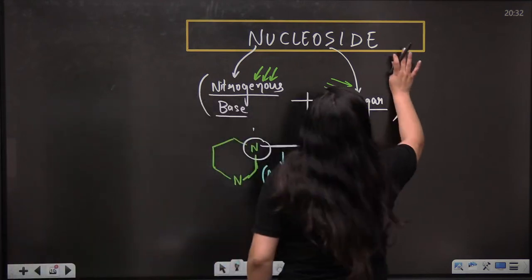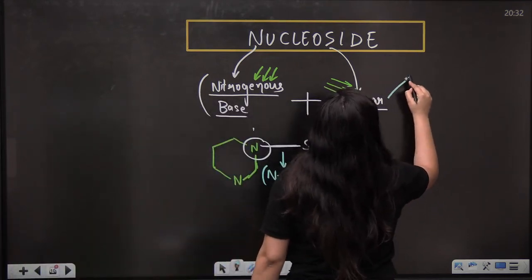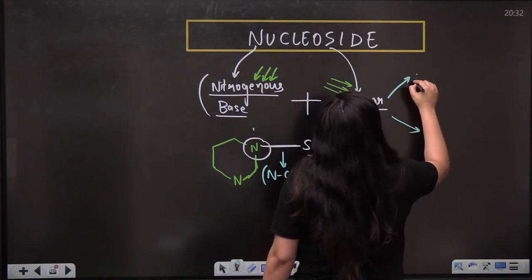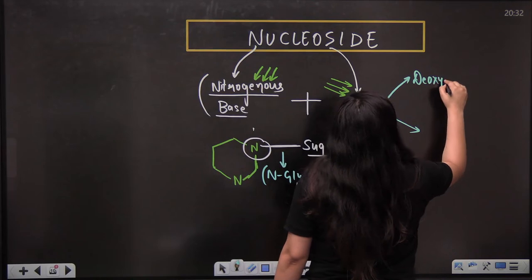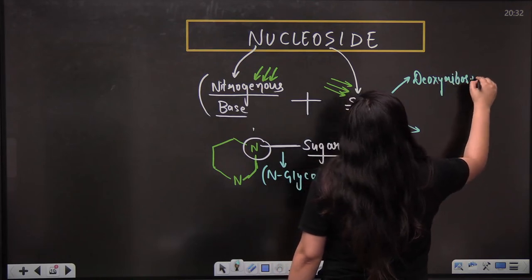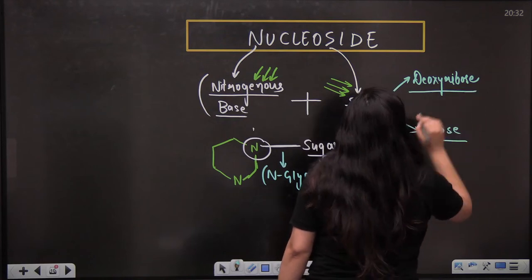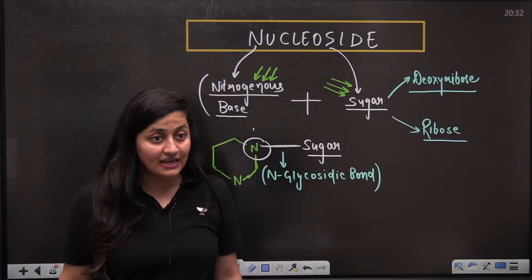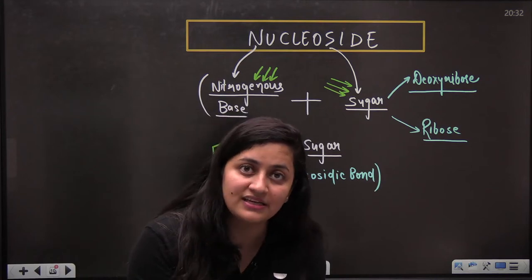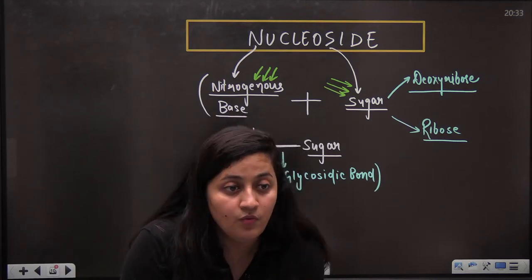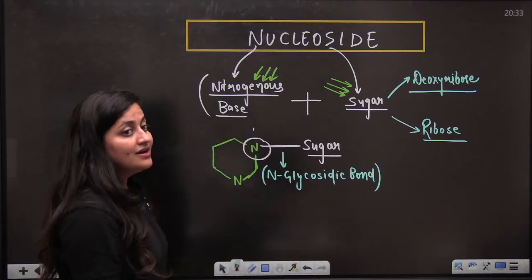Now, what's next, ma'am? What is this sugar? Please tell us something about the sugar. You must be thinking that. So see, when it is DNA, the sugar is going to be deoxyribose sugar. When it is RNA, the sugar is going to be ribose sugar.